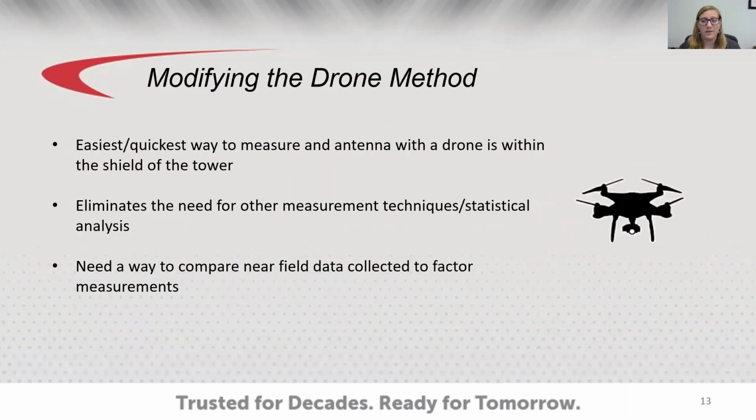So how do we modify the current drone measurement method for the near field to get quick and easy measurement with as few errors as possible, but also be able to compare that measurement to the desired far field pattern? From a drone operator standpoint, this is relatively simple. Just fly the drone at 400 feet from the antenna, stay within the shield of the tower. This eliminates the need for more time-consuming and cost-prohibitive measurement techniques. The only glitch is we need a way to analyze the near-field data and compare it to the factory-measured data for that antenna.